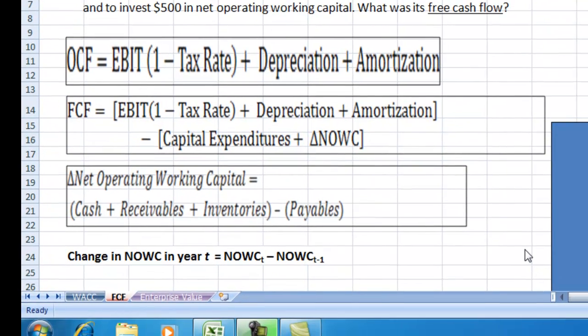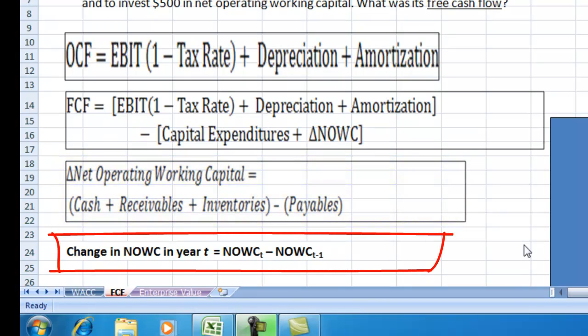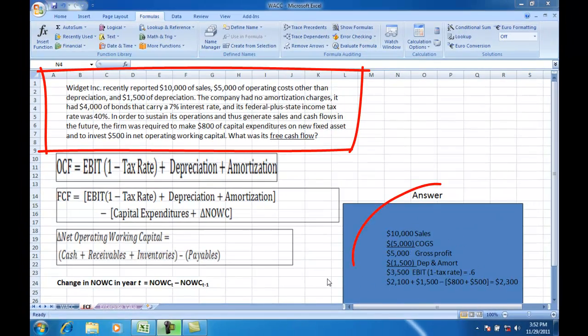Now the most difficult area is the change in net operating working capital. I suggest leaving out short-term notes and other current assets. Now remember, an increase in net operating working capital will cause a decrease in free cash flow. Now this equation might help. Now here's an example. Try and work it out, and here's the answer.